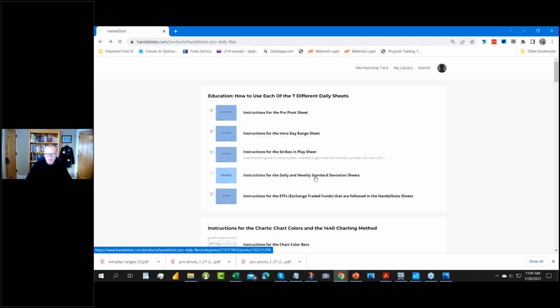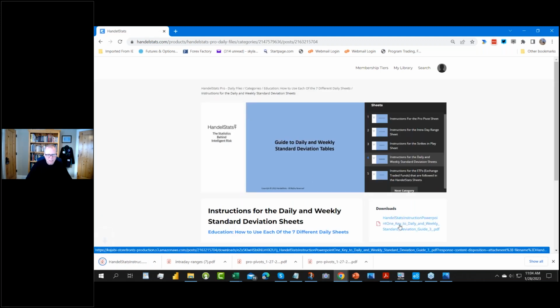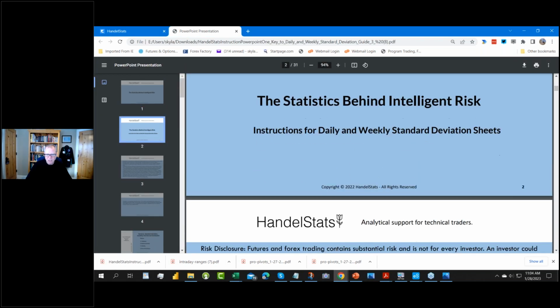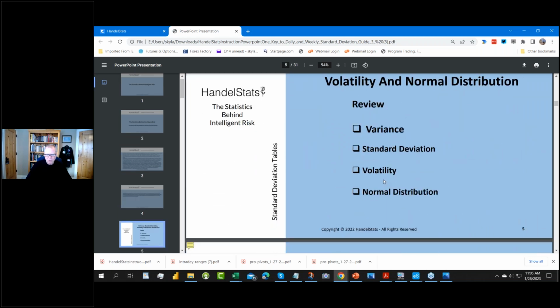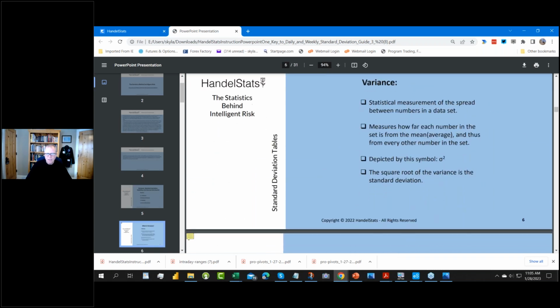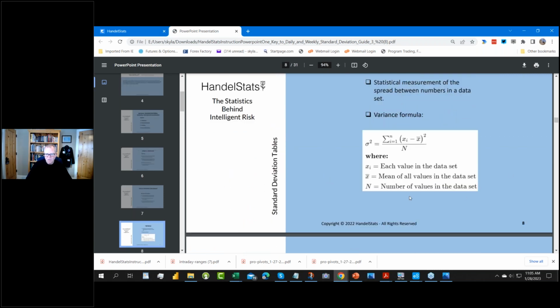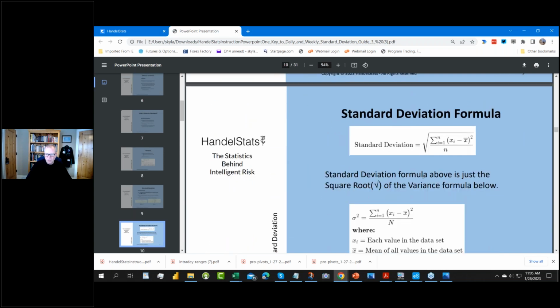And one of the things that I do, I think that is pretty good, is the standard deviation levels. Here's the instruction sheet for the standard deviation levels. I'm gonna do a voiceover of this real soon, but this just explains what variance is and standard deviation, volatility, normal distribution. If you become a subscriber, you can download this and keep it. And I explain all the formulas and what I use and how I use it.